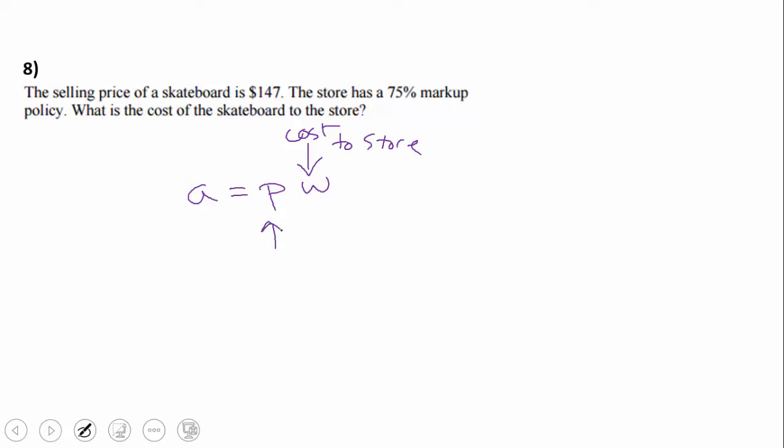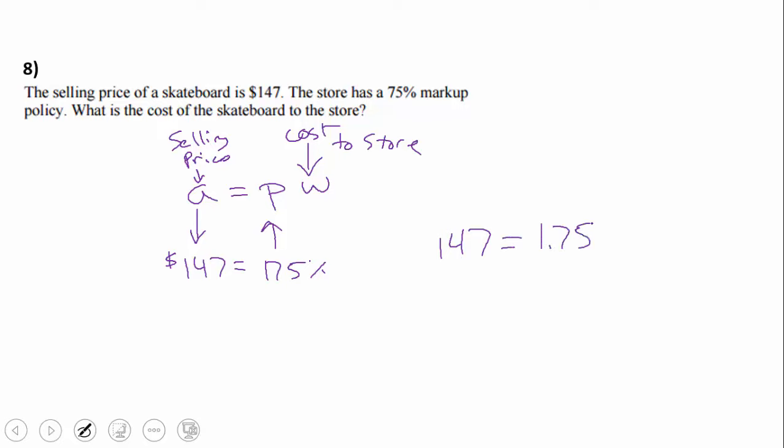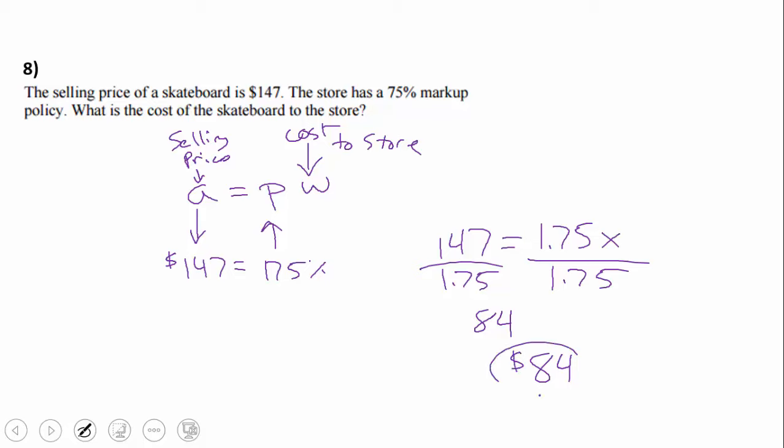So our percent here, we know has to be the 100% cost to the store plus the 75% that they mark up. So this is 175%. And we know that it's selling for, our selling price right here, which is $147. So we take $147. That is equal to the percentage, 1.75, written as a decimal, times the cost to the store. Divide by 1.75, divide by 1.75, and that tells us that the cost to the store is $84. That's $84 is what it cost the store.